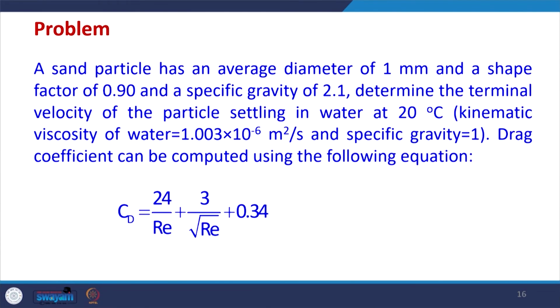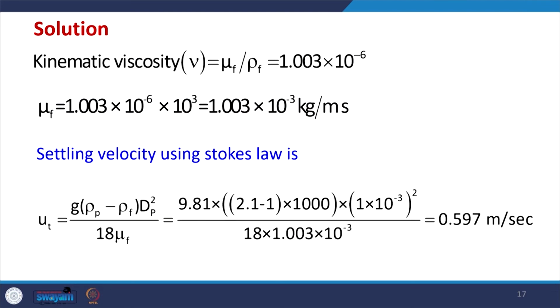A sand particle has an average diameter of 1 millimeter, a shape factor of 0.9 and a specific gravity of 2.1. Determine the terminal velocity of the particle settling in water at 20 degree centigrade. Kinematic viscosity of the water has been given, and specific gravity has been given to be 1. The drag coefficient in the transition zone can be calculated by this expression, it is given. Okay. Now, we have kinematic viscosity which is given by this.